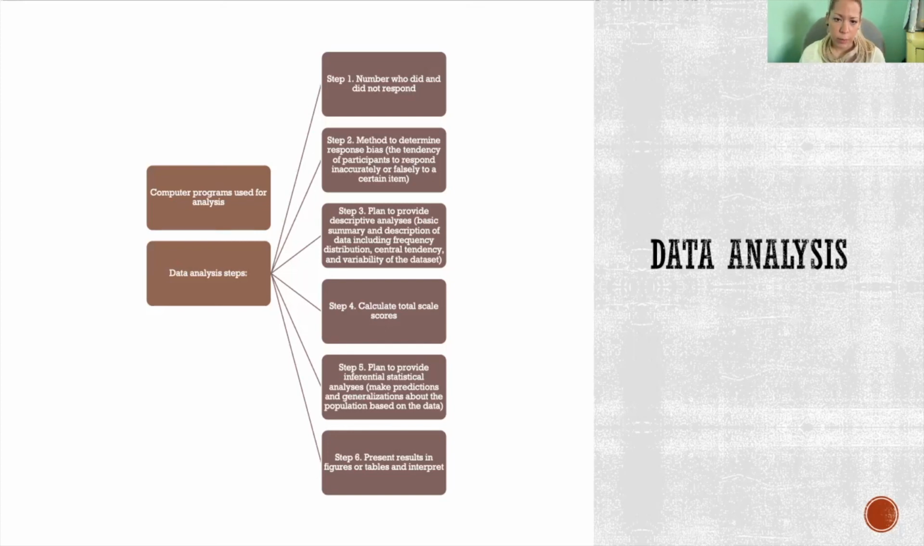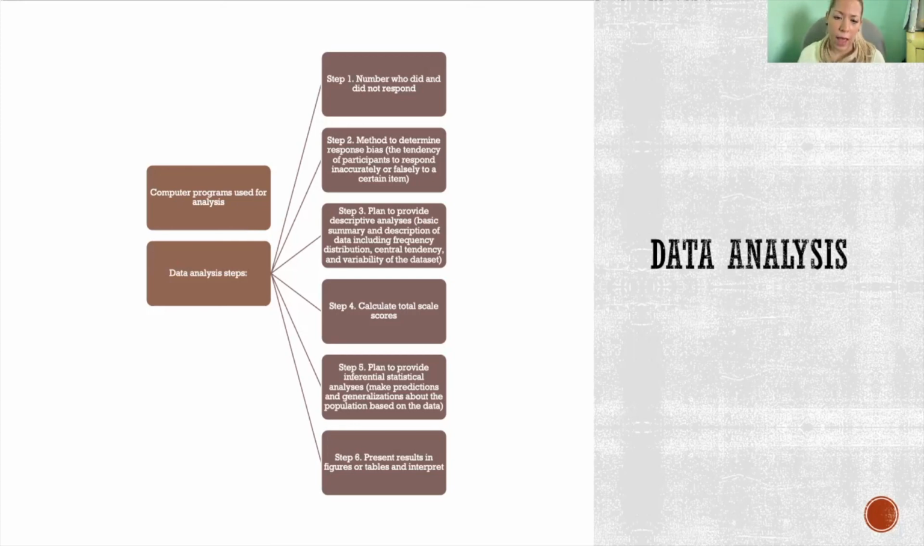Then step 3, you need to plan to provide descriptive analyses. So that's pretty basic stuff: mean, median, mode, range, that sort of thing. So just a kind of a summary of the results of your survey. You want to calculate total scale scores.